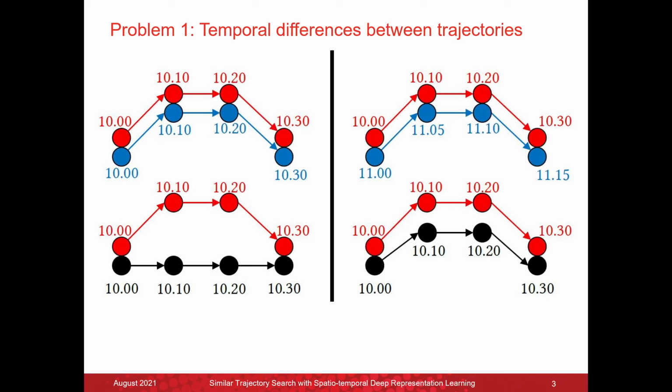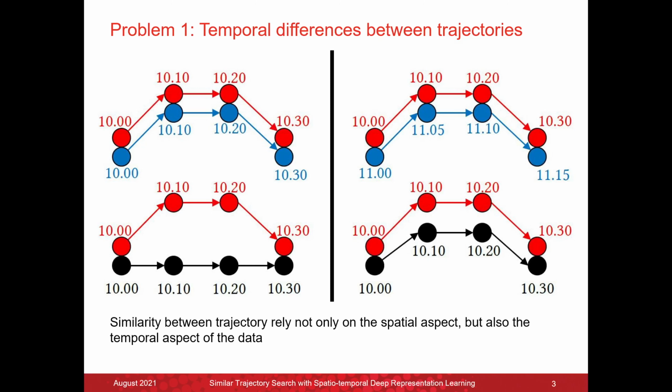To the left, there are two pairs of trajectories with analytical timestamps. In this scenario, due to the spatial coordinates, the blue trajectory is more similar to the red trajectory compared to the black trajectory. The scenario is different on the pairs of trajectories to the right. Now the red and blue pair have the same spatial coordinates but different timestamps, while the red and black pair have slightly different spatial coordinates but identical timestamps. As we can see from this example, similarity between trajectory rely not only on the spatial aspect but also the temporal aspect of the data, and the importance of each changes for each different trajectories.